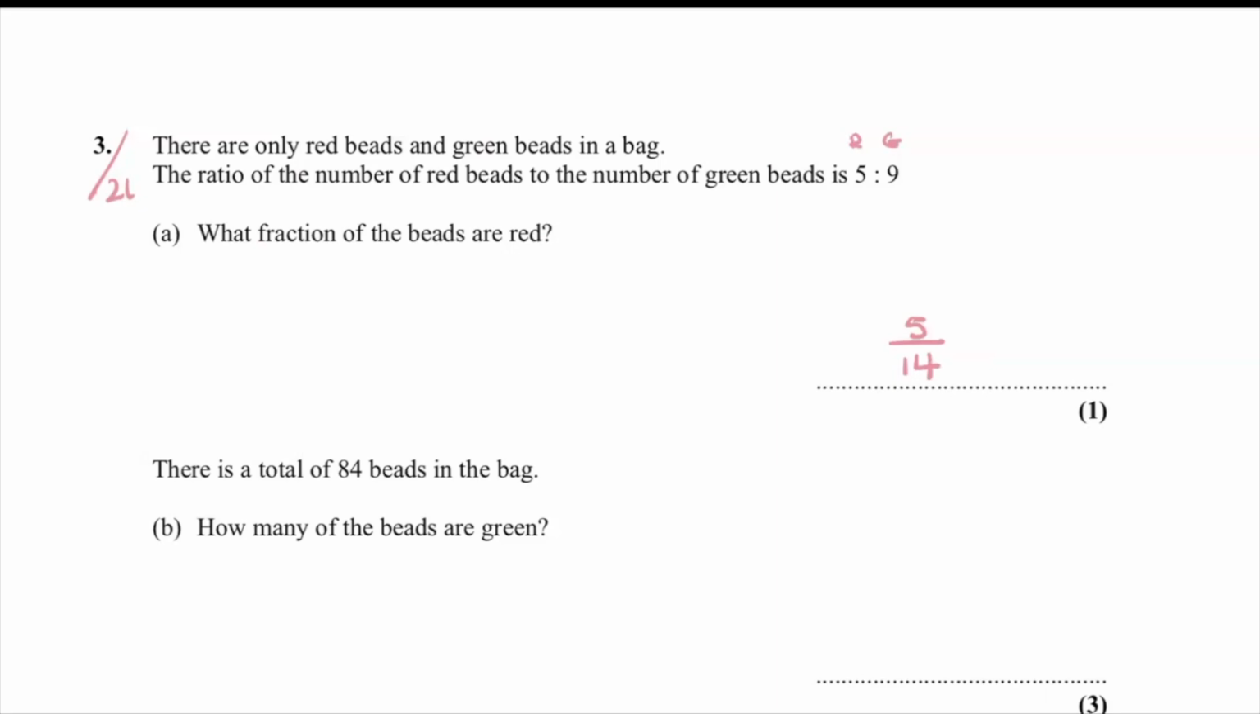There is a total of 84 beads. How many of the beads are green? So if I've got red to green being 5:9, in the ratio, I have a total of 14. In the story, I have a total of 84. How do I get from 14 to 84? I times by 6. So I would do the same on this side. Now I only need to do the green. So 9 times 6 is 54. So 54 green beads are in the bag.